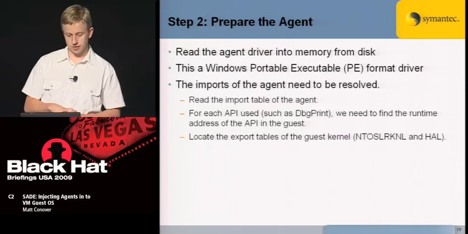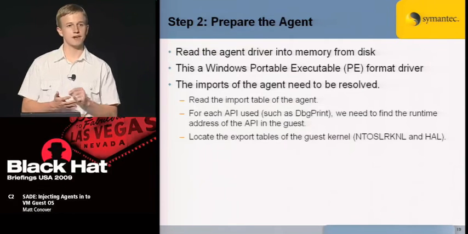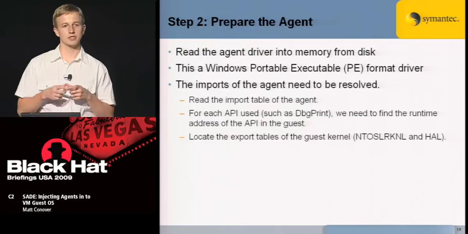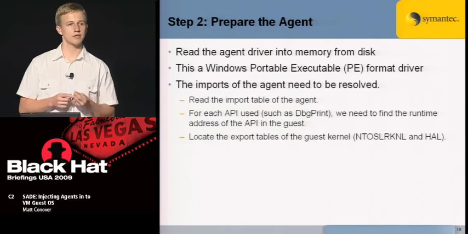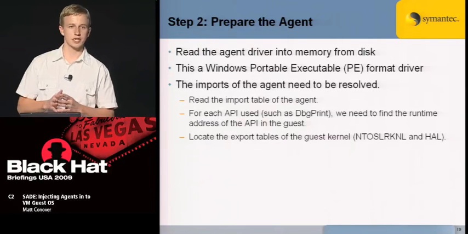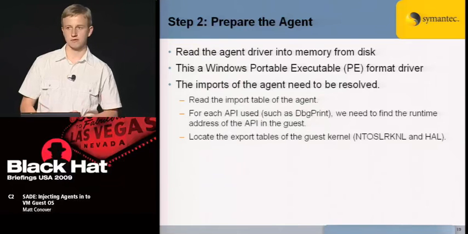One other step that we need to do here is to find where the kernel is located inside the user VM, because it's not always located at the same address, and we need to find the export table so that we can find out the address of those APIs.